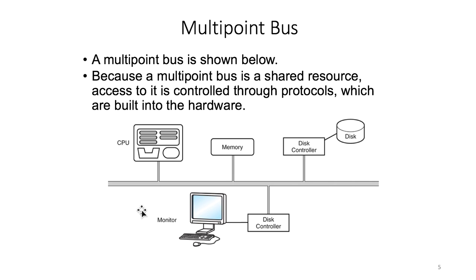For example, in the figure we have right here, the CPU, the memory, the disk control, and the monitor. All of these devices share a single bus right here. The bus right here we call a multiple point bus, because the information can be transmitted from the CPU to the memory using the same bus. On the other hand, the information can be transmitted from the disk to the CPU using the same bus as well. In this case, access to the bus is controlled through protocols which are built into the hardware.